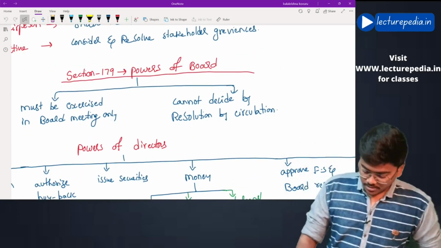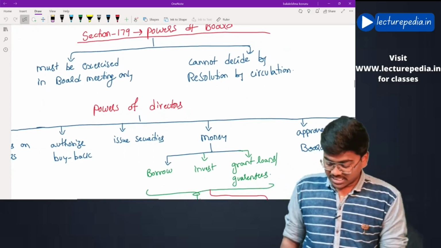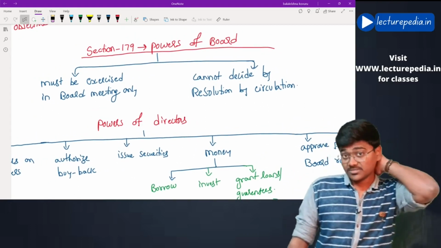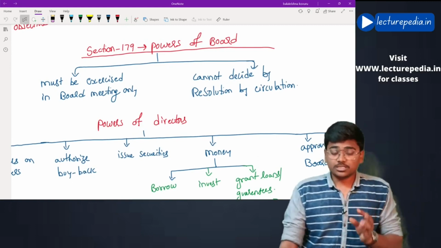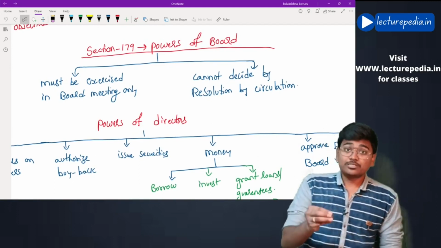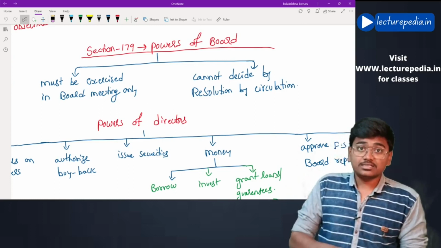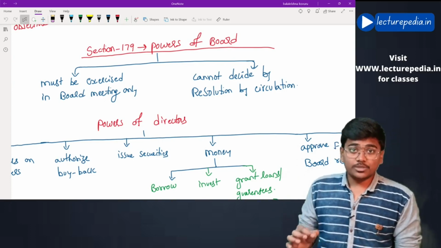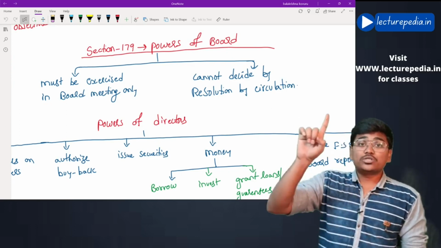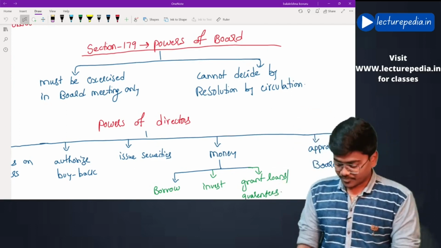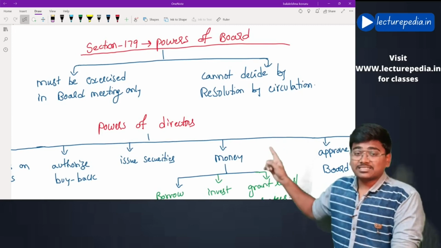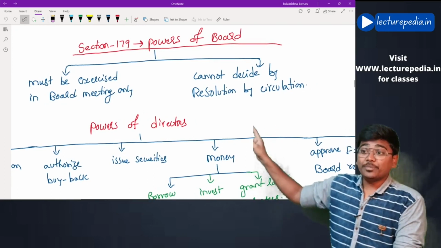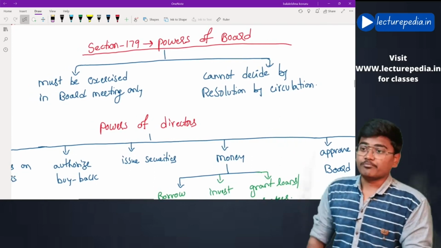Moving to section number 179, which deals with powers of the board. Powers of the board means these powers must be exercised by the board of directors in a board meeting only. These powers cannot be exercised by resolution by circulation. Hope that is clear. They must be exercised in a board meeting only and cannot be decided by resolution by circulation. What are these powers?